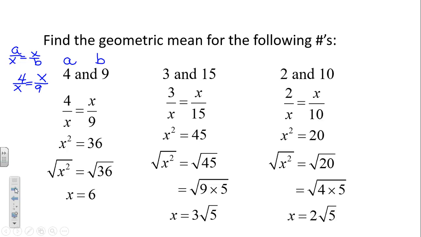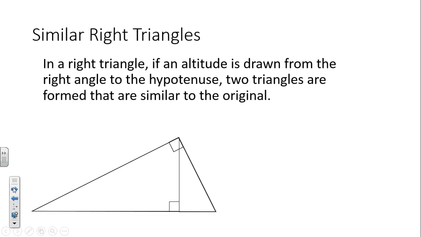Okay? So the next piece of what we're talking about is right below that there's another box. And that box is talking about similar right triangles. So someone remind me, what were similar triangles all about?